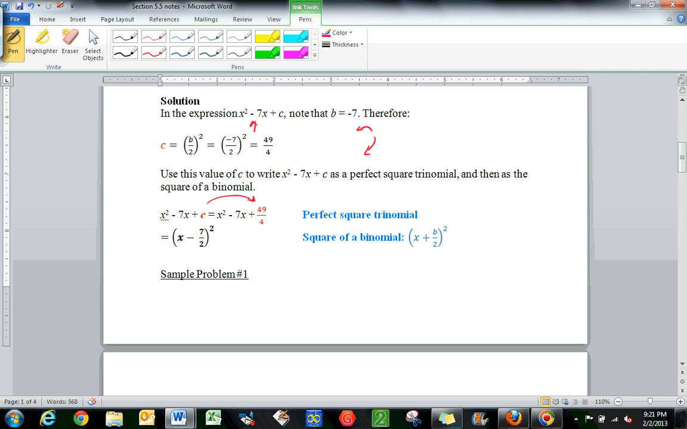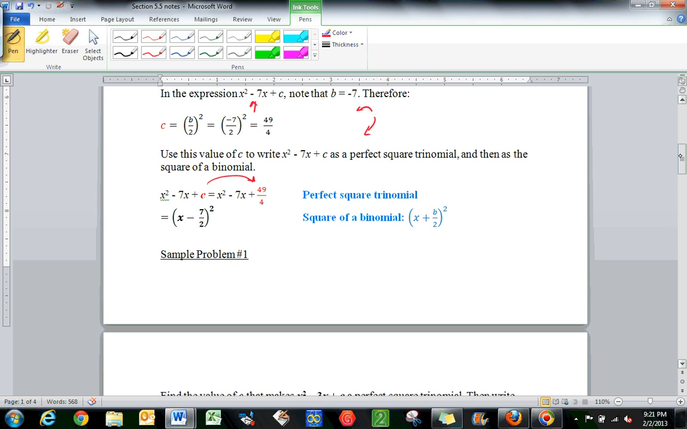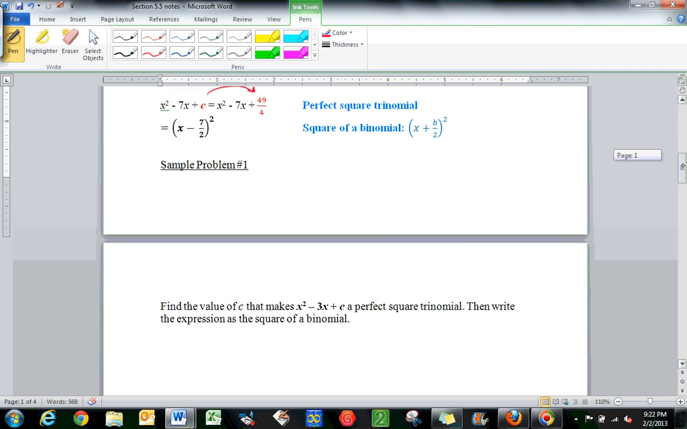Now keep in mind, however, that the square of the binomial is represented by (x plus b) squared. And so you can see here it's (x minus 7 over 2) in parentheses, and we're going to square that. So that is the square of the binomial. Now, what we want to do here is learn this simple process very well, this process called completing the square, because it will help us in the next stage solve quadratic equations.